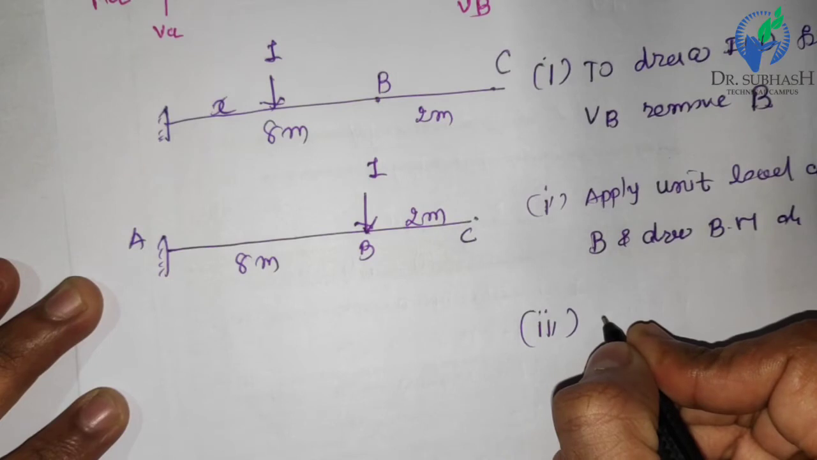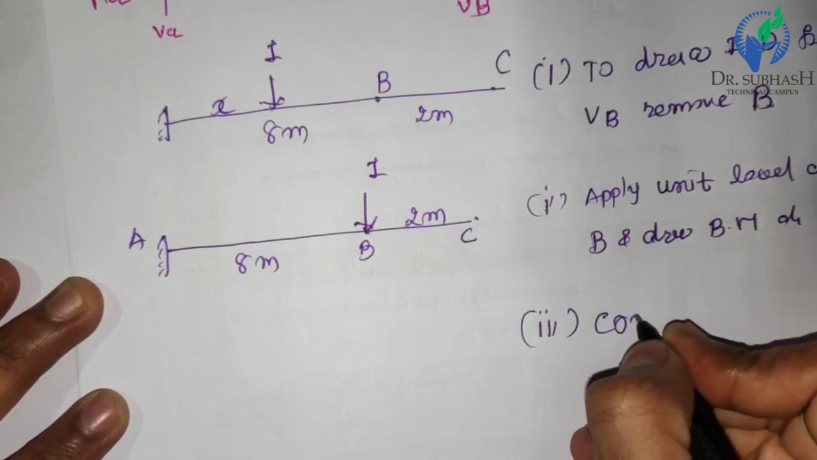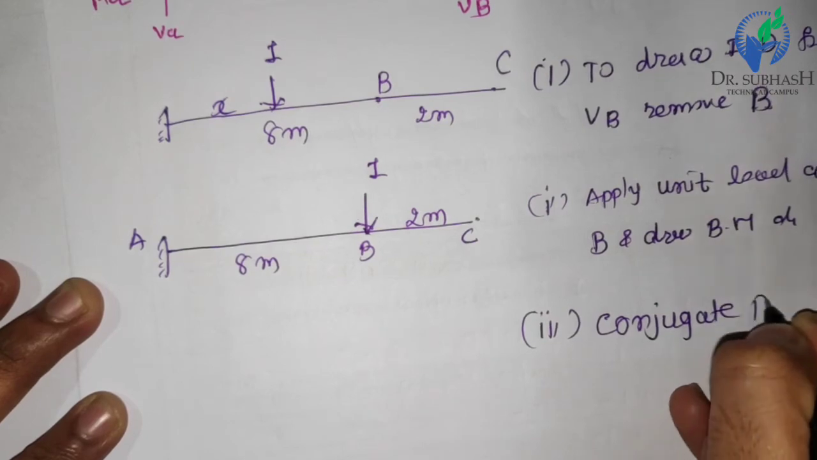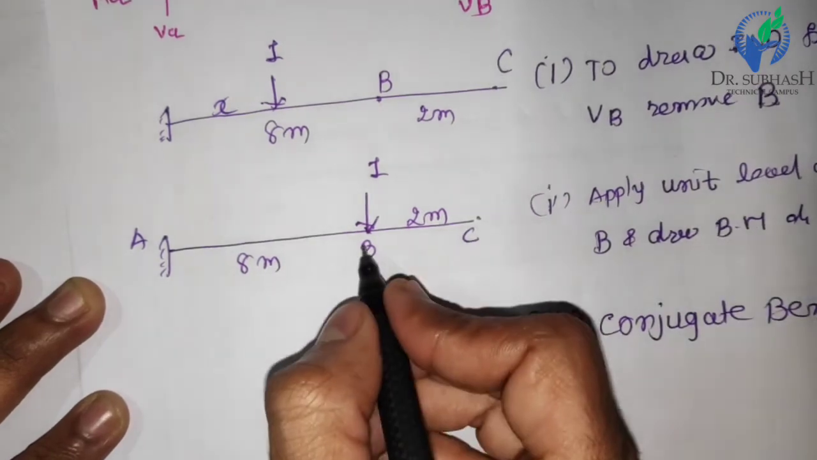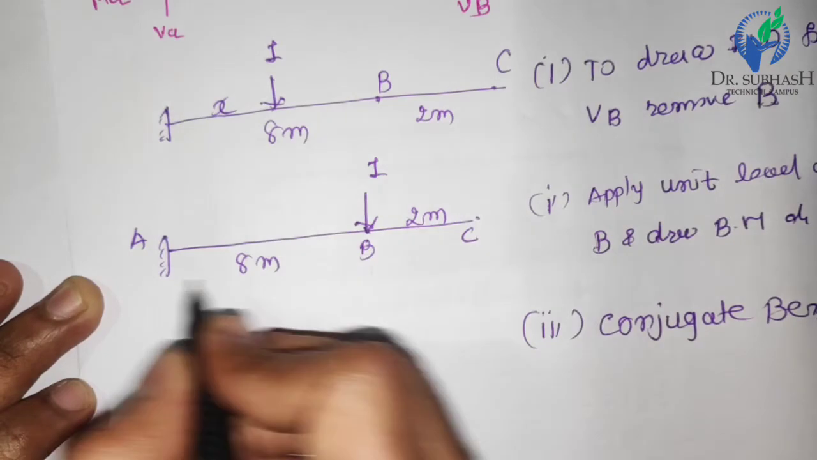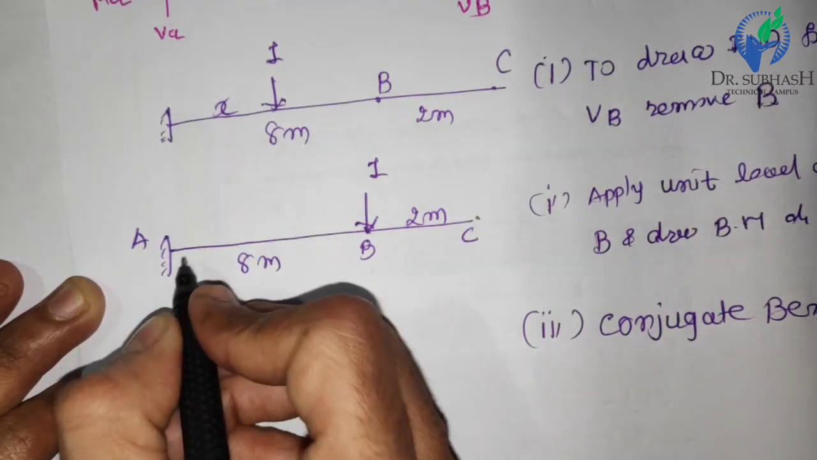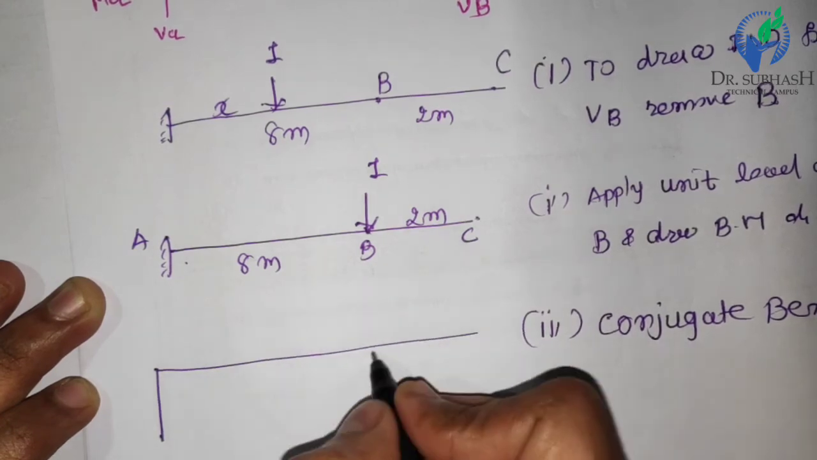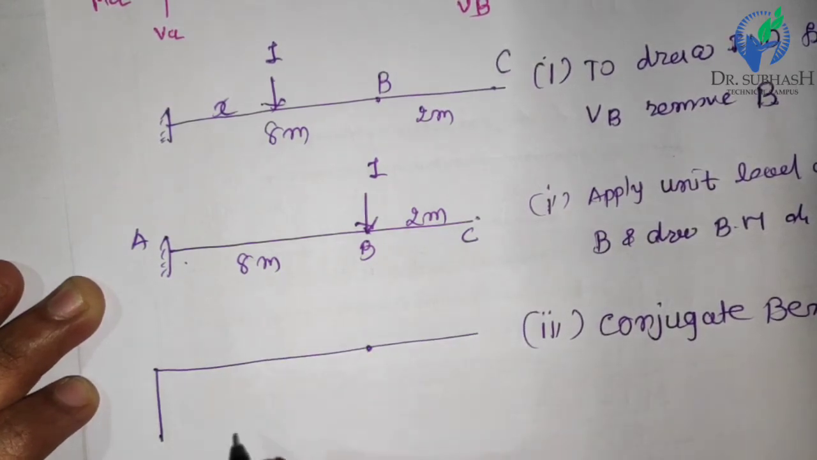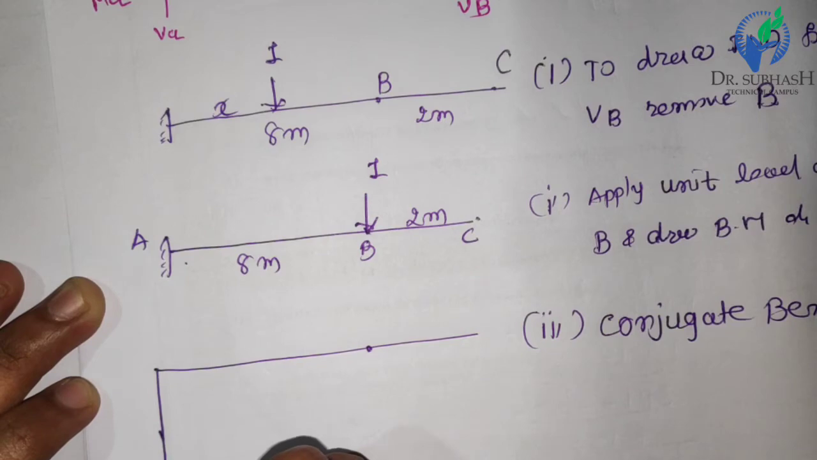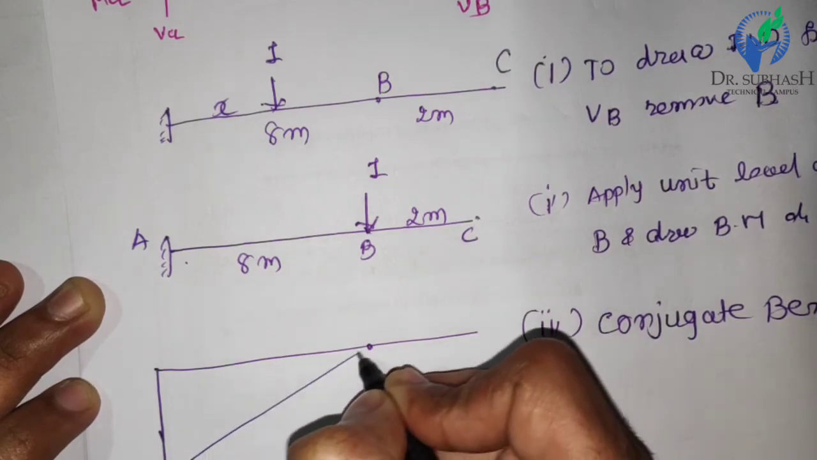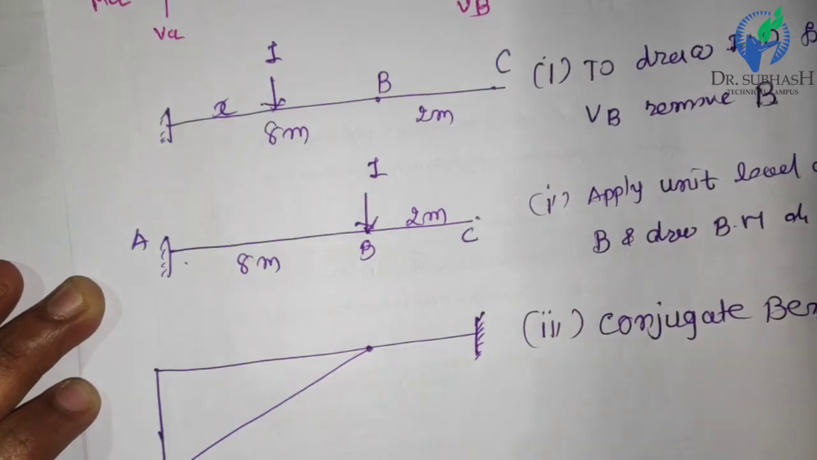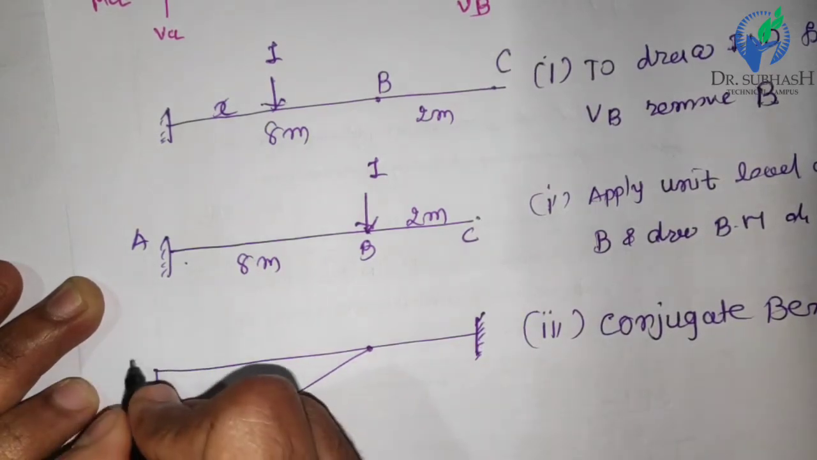So what is our third step? We convert our beam into a conjugate beam. For that we know that our free end becomes fixed and the fixed end becomes free. So this is our diagram. This is our baseline, this is B. You can see that there is no effect in C. So C, which was free, becomes fixed, and A becomes free.